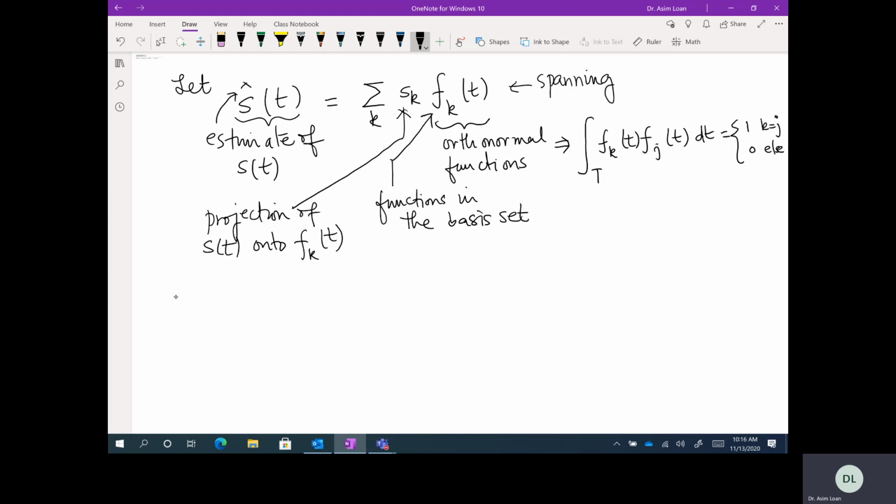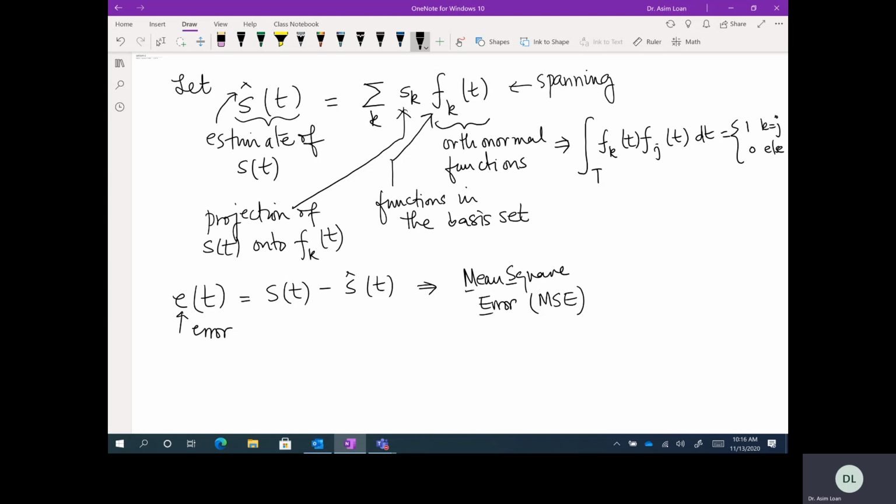So let's calculate the error. E of t is the error between S of t and S hat of t. Obviously, we are not interested in minimizing the error itself, because this error can be both positive and negative, but we are interested in minimizing the square of the error. So we are interested in minimizing the mean square error, the MSE.